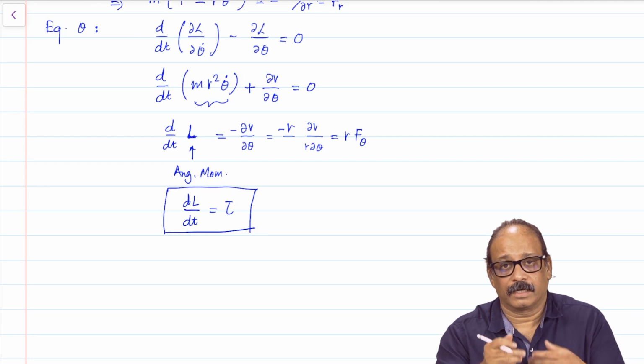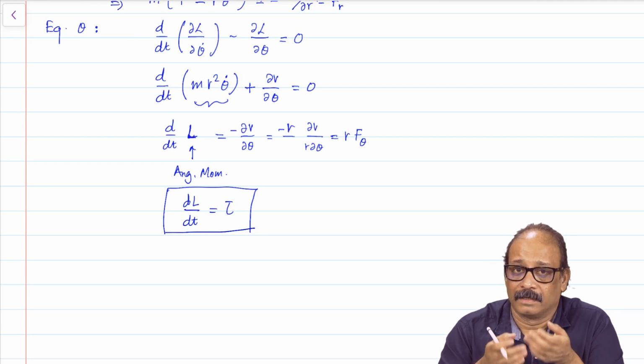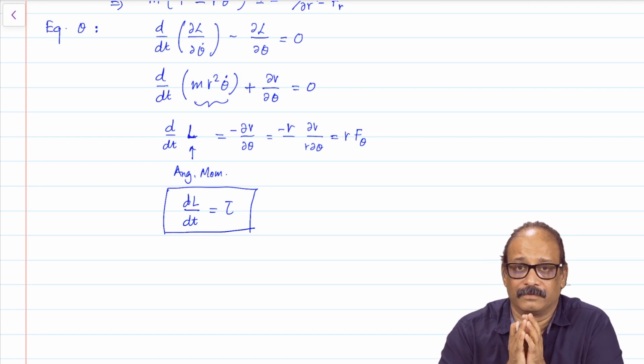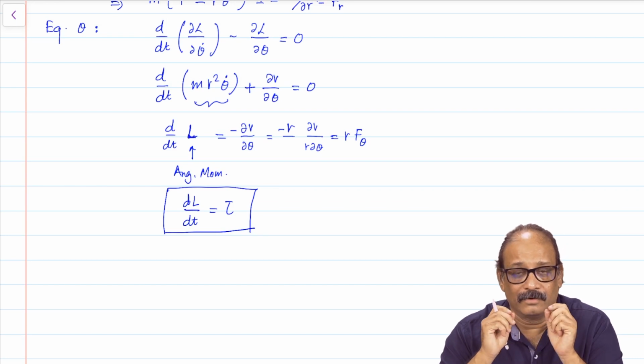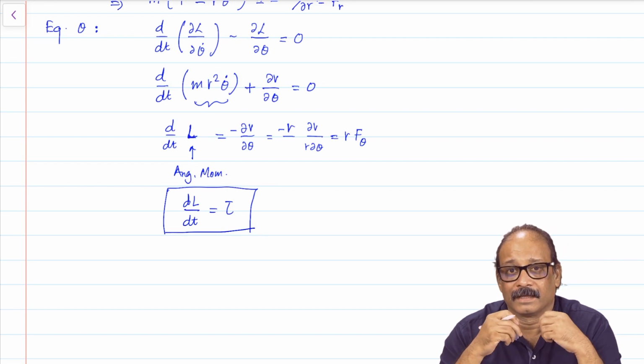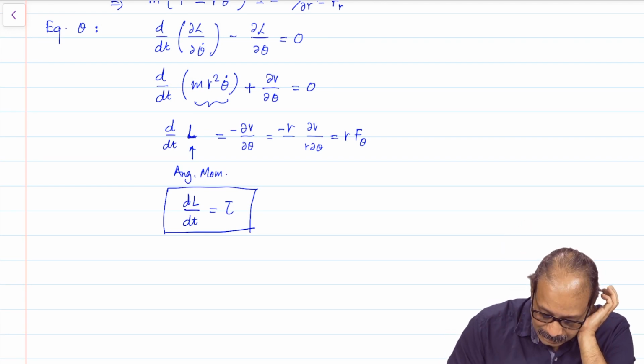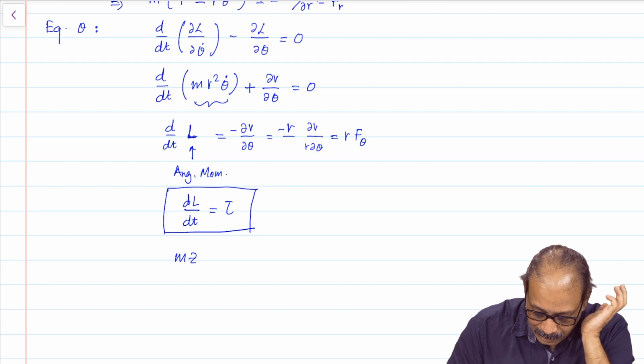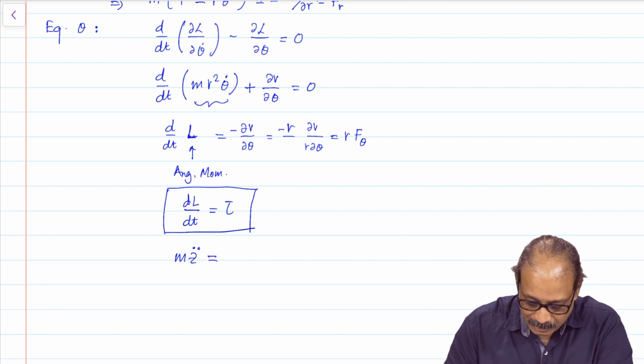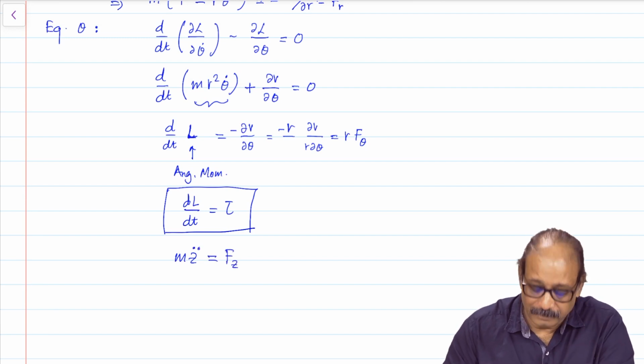And what about the z equation? That is straightforward, that we already know. That would look exactly the same as the Cartesian coordinates that we used earlier. So, that equation simply comes to m z double dot is equal to f z.